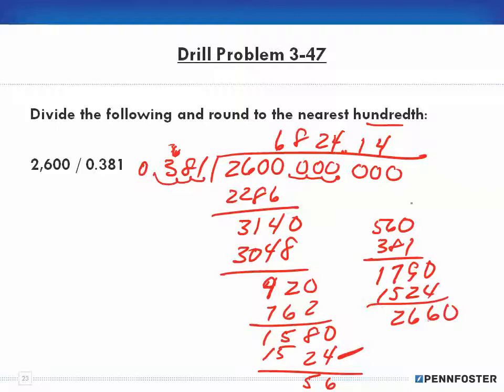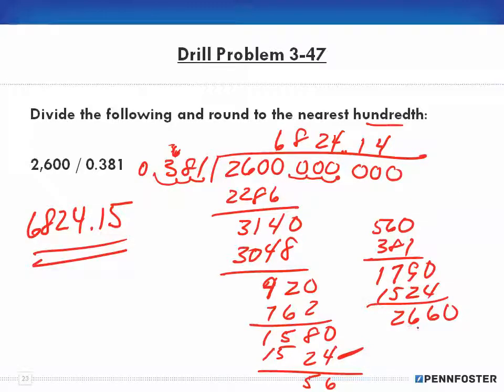And now, again, we need to round to the nearest hundredth. So 5 and above means I'm going to round up. If I multiply by 4, I end up with 1524. And I can easily add 381 to that and still be less than 2660. So I know it has to be greater than 4. It's going to be either 5 or better, okay? Which means I would end up rounding up, okay? So my answer is going to be 68, 24, 15 because I'm going to round up, okay?